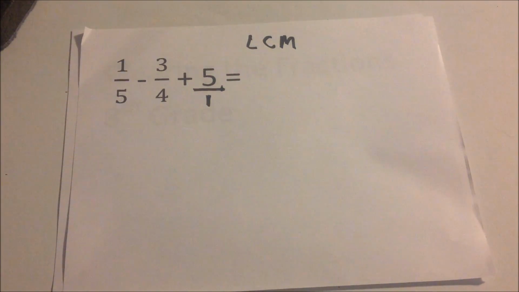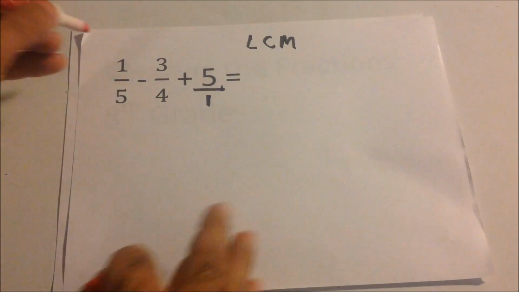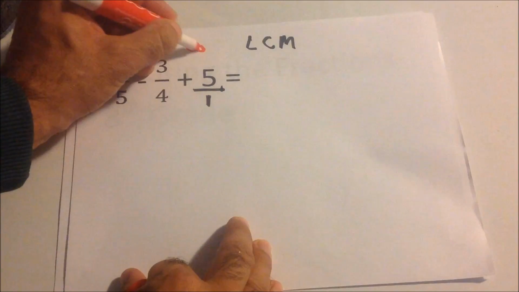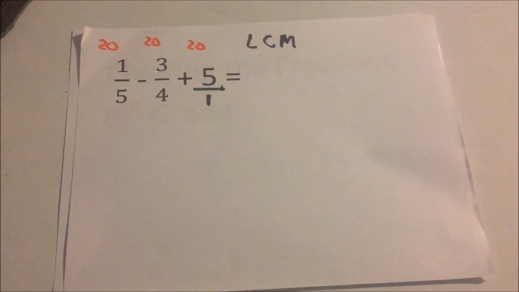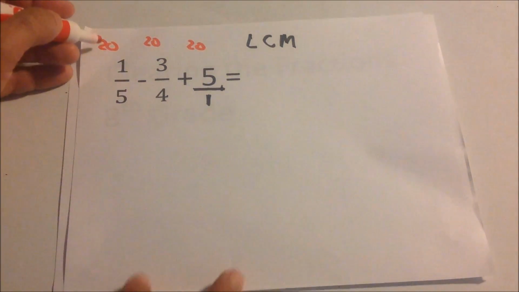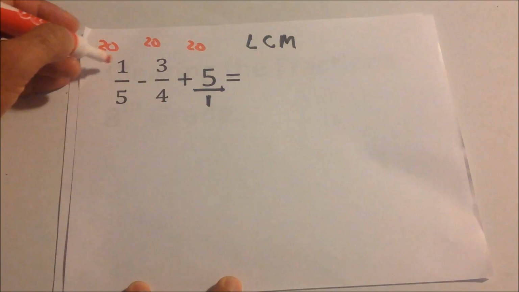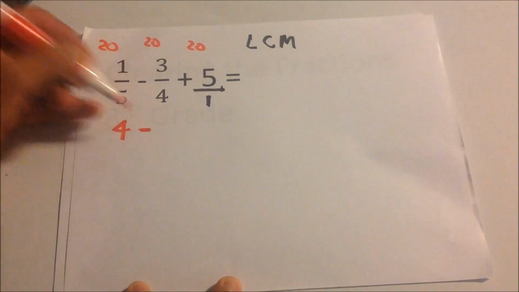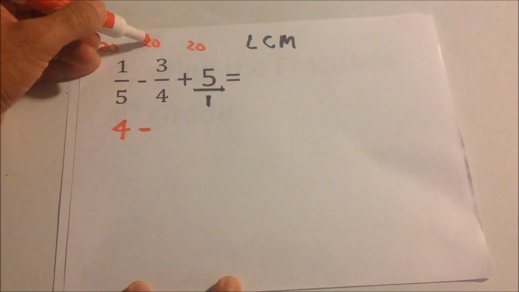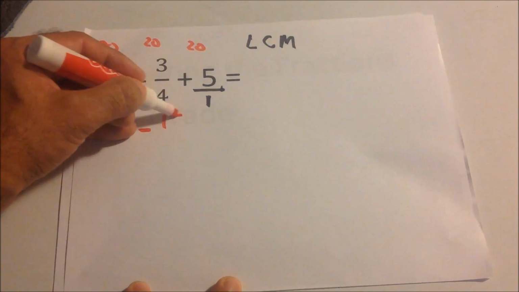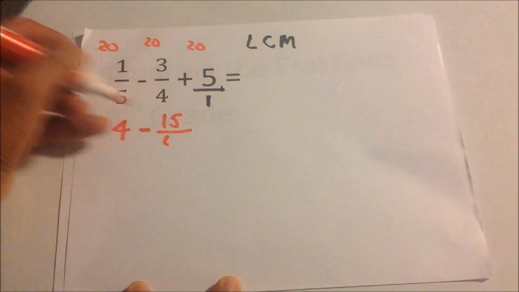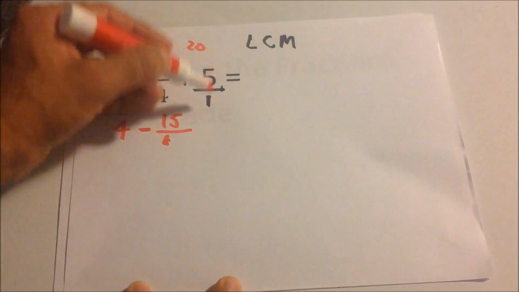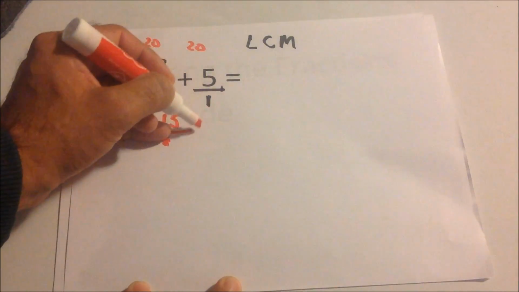5 goes into 20, 4 goes into 20, and 1 goes into 20. So I'll put a little 20 up here on all the numbers. And then 5 goes into 20 4 times. 4 times 1 is 4. Minus 4 goes into 20 5 times. 5 times 3 is 15. Okay. 1 goes into 20 20 times, and 20 times 5 is 100.